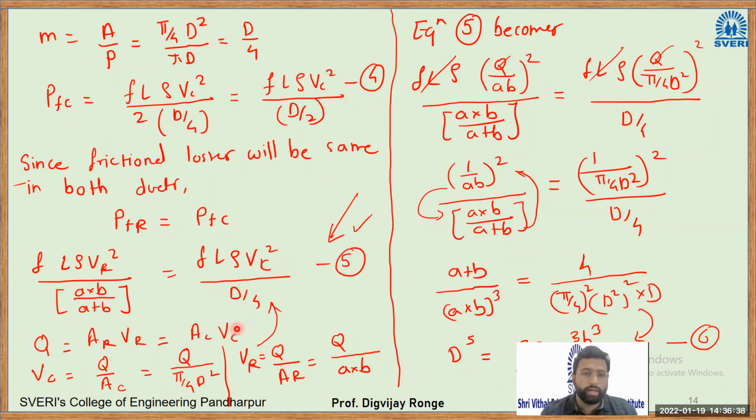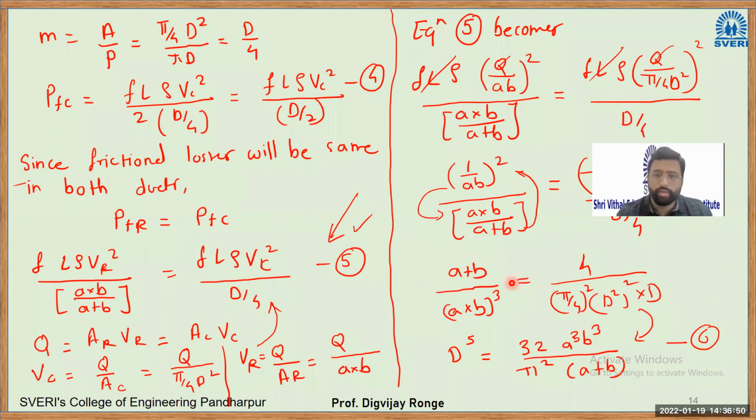Now with some rearrangement, I will get this equation, D raised to 5. This is a relation between the equivalent diameter and the sides of the rectangle. So if I have equivalent diameter D, D raised to 5 should be equal to 32 into A cube B cube divided by pi square into (A plus B). Always remember this formula. It was asked in the MCQ examination last year. What is the equivalent diameter formula? D raised to 5 equals 32 A cube B cube divided by pi square into (A plus B).